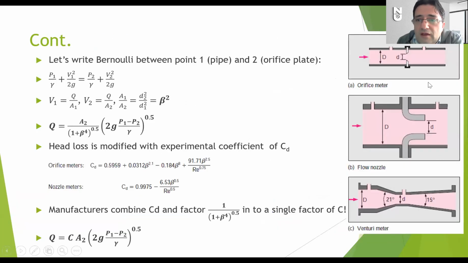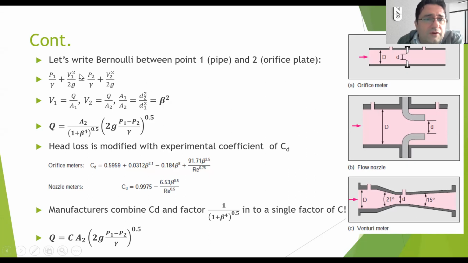And in theory, this is how it is calculated. Let's have a look at that. Again, on the right side, there are cross-section drawings of an orifice meter on the top, a flow nozzle in the middle, and a venturimeter on the bottom. So these are three typical flow rate measurement systems that can be used in pipeline flows.